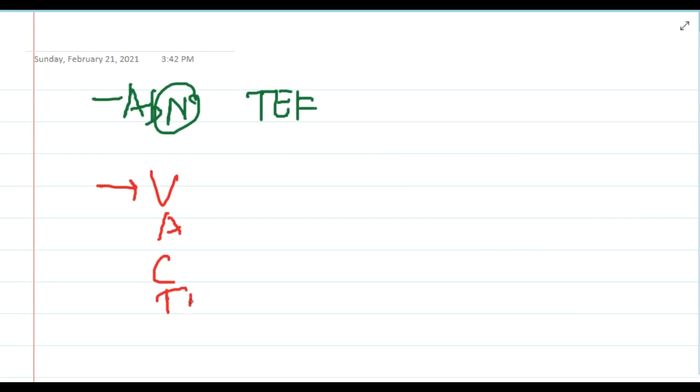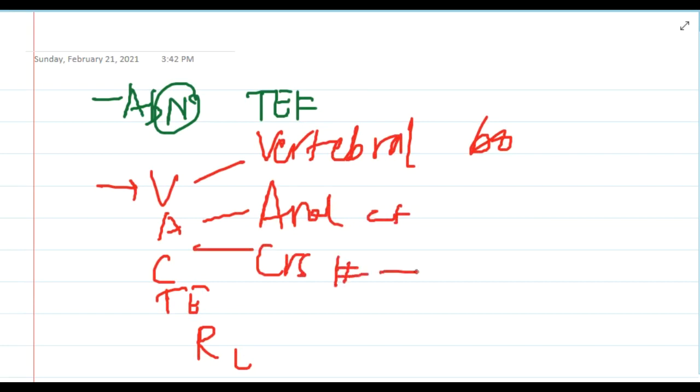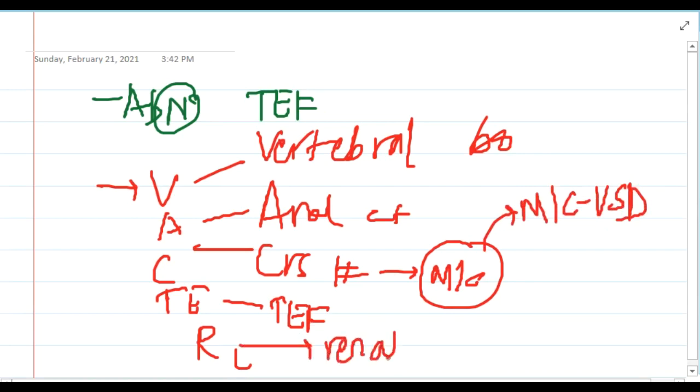Then the abnormalities which are associated with tracheoesophageal fistula are called VACTERL abnormalities. That is V for vertebral body segmentation defects and A for anal atresia. Then C for CVS abnormalities; most commonly it is associated with CVS abnormalities, and the most common CVS abnormality is ventricular septal defect. Then E for tracheoesophageal fistula. Then R for renal, that is unilateral renal agenesis can be seen.